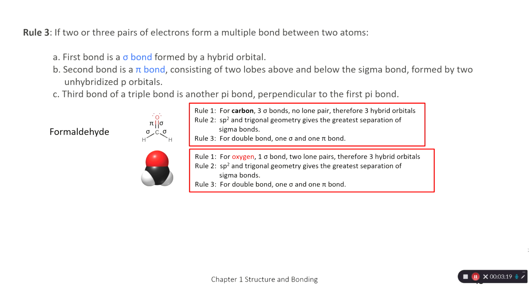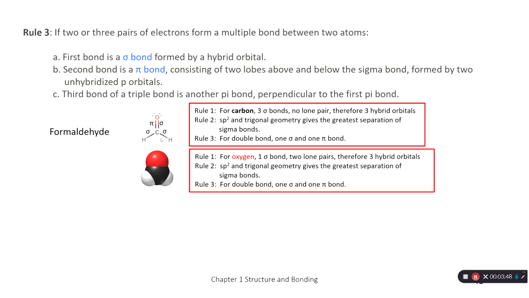If there's a third bond, for example, in acetylene, that's going to also form a pi bond, and it's going to be perpendicular to the first pi bond, as we saw. So let's take an example of formaldehyde. Formaldehyde has a carbon double bonded to oxygen, and it has 2 hydrogens bonded to that carbon. So let's take a look at carbon. What should be the hybridization of that carbon?